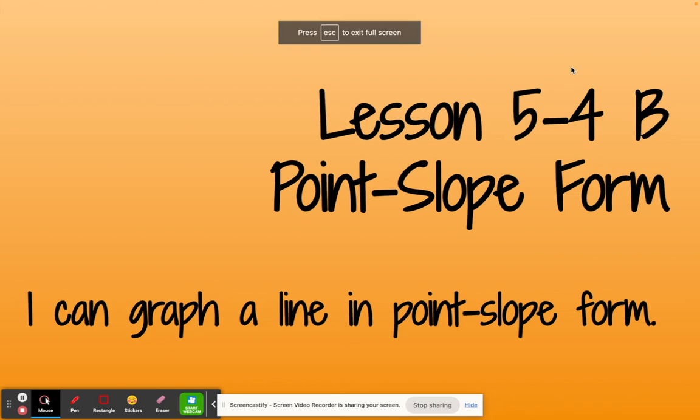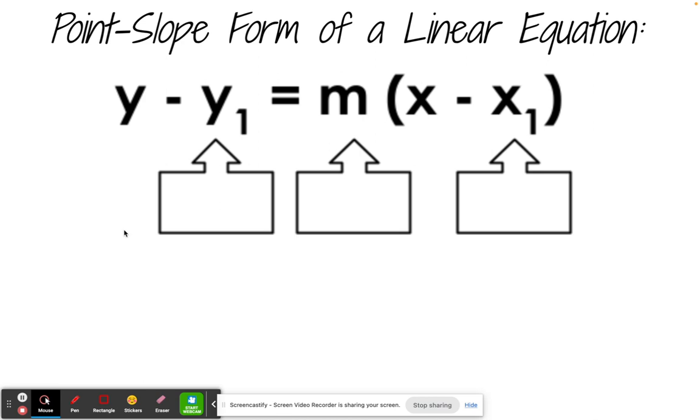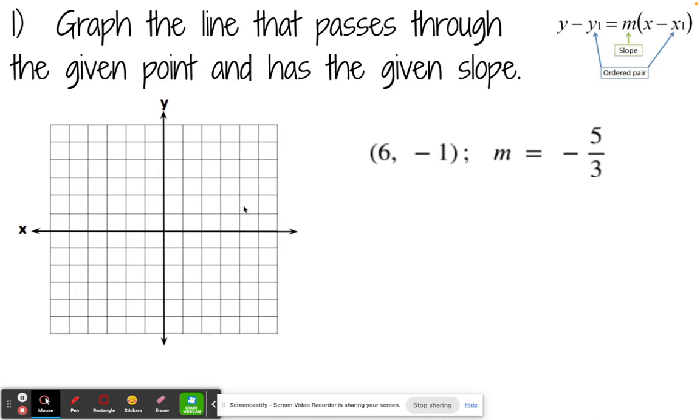Hi everyone, today we're doing lesson 5.4b, more with the point slope form of a linear equation, and our goal today is to graph a line in point slope form. If you recall, point slope form looks like this, where x1 and y1 are the x and y coordinates of an ordered pair, and m is your slope. Now we want to graph a line that passes through this point and has this slope.